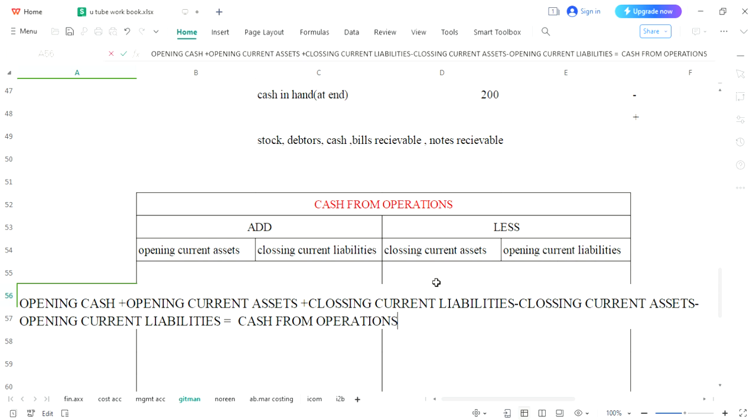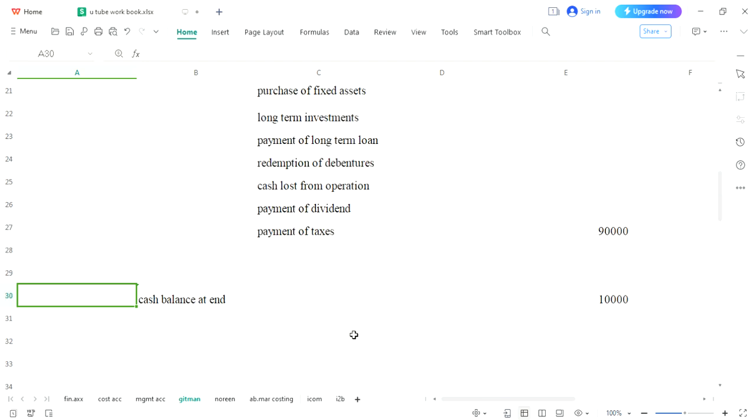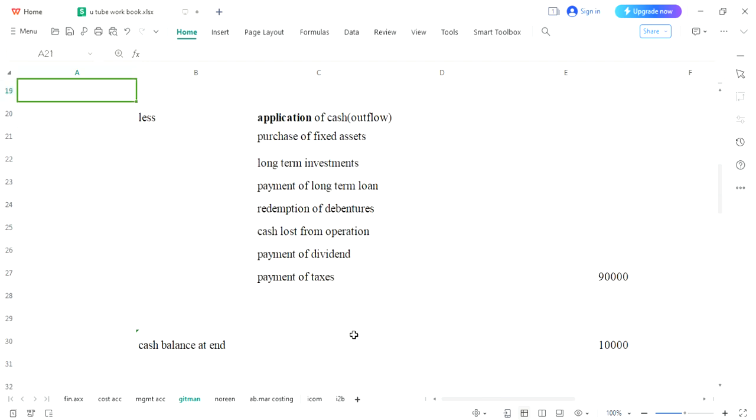There would be several questions which deal only with cash from operations. 3-4 questions we will do on cash from operations, and how you will calculate it: you take opening cash, then you add two elements, you subtract two elements, you get cash from operations, and that's all. And there would be some questions where we will make a full-fledged cash flow statement.